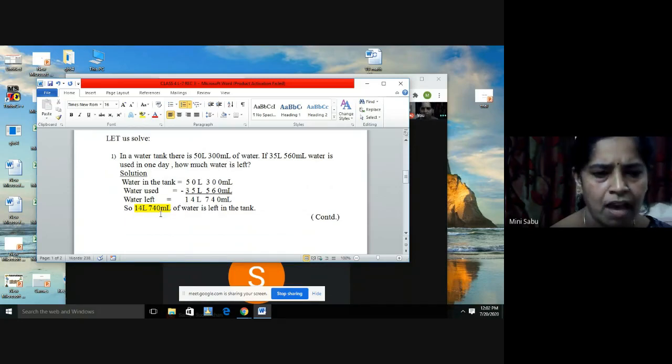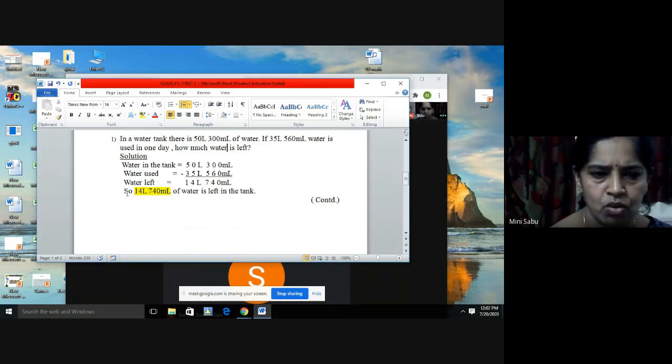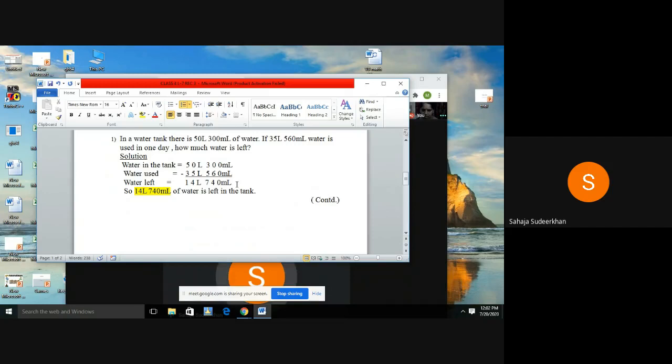So finally you have to write a sentence. That sentence is, 14 liter 14 milliliter of water is left in the tank. Okay, children, did you get the method of solving problem solving sum? Yes, ma'am. We have to use this in our life.